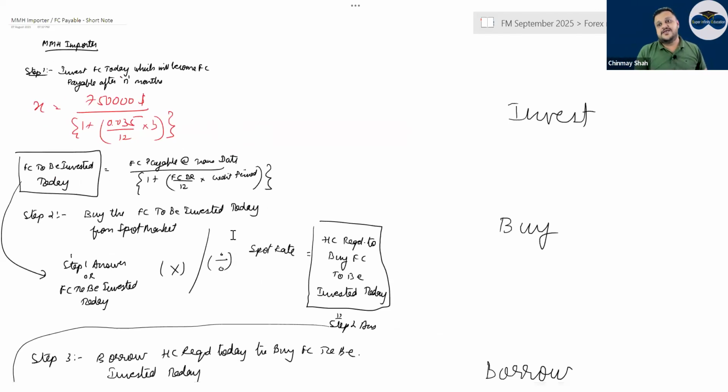FC payable divided by 1 plus FC DR by 12, because you are going to deposit that money into credit period. But sir, this FC I do not have with me. No problem, buy it from the spot market. You go to the spot market, because that foreign currency you have to buy, right? You need home currency, but home currency you don't have.